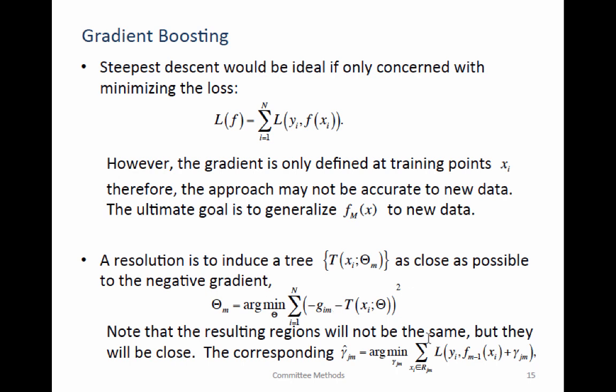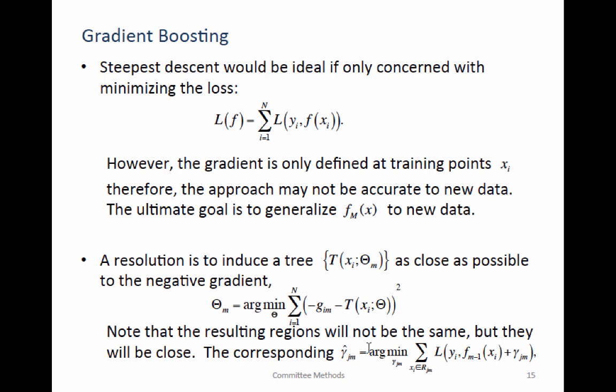So the point is that the resulting regions will not be the same, but they will be close. So this is a form, if you will, of regularization because we're solving a nearby problem. We're not solving the exact problem of steepest descent, but we're trying to get as close as we can to that direction. And the corresponding predictions are going to minimize the loss function that we had before.